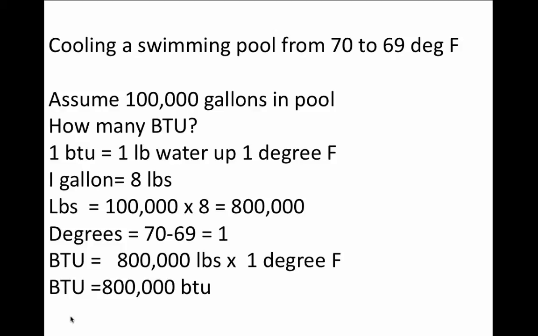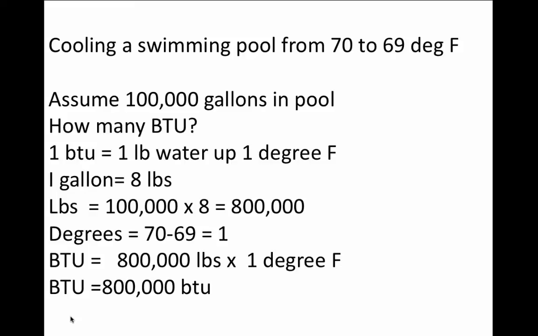Now, let's take a look at how much energy is involved in cooling a swimming pool from 70 to 69 degrees. Let's just make an assumption that there are 100,000 gallons of water in the swimming pool. How many BTUs are involved in moving that from 70 to 69? Again, we'll use a similar thought process to what we used with the other example, and again, look at the definition of a BTU as moving 1 pound of water up 1 degree Fahrenheit.